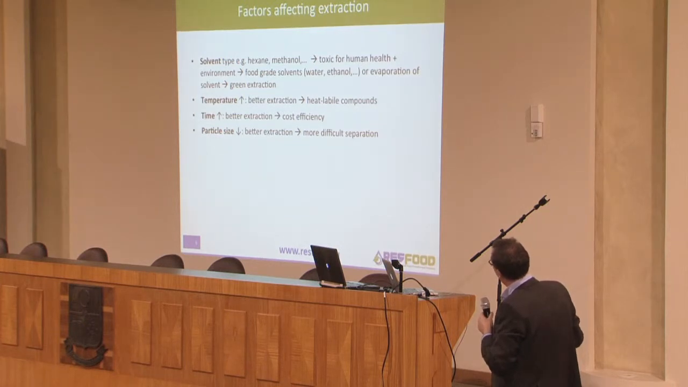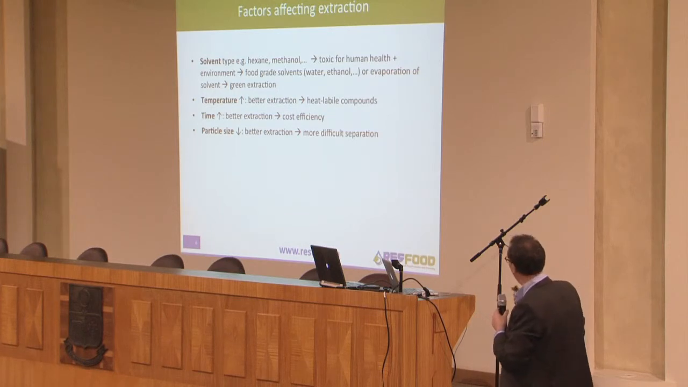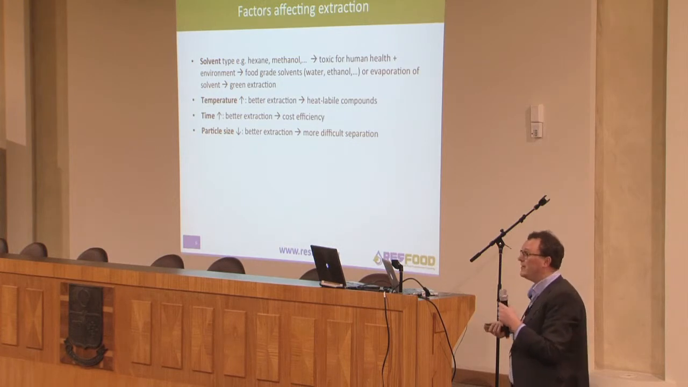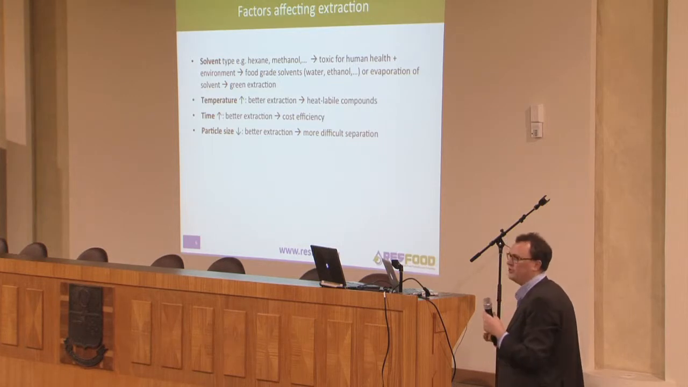Some factors affecting extraction, you probably know this, but let's just go through it. The solvent is important, so nowadays hexane is used to extract apolar components, methanol for polyphenols, for example. But organic solvents in general are toxic for human health, also toxic for the environment. So that's why it's always a good idea to use food-grade solvents, like water, ethanol, or you can also use evaporated solvents. And that's why we are focusing on green extraction methods.